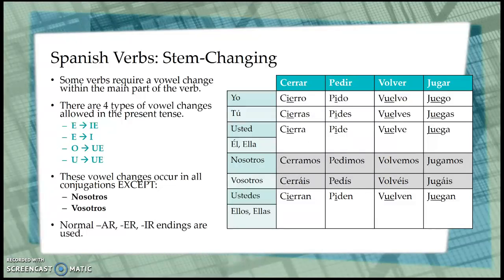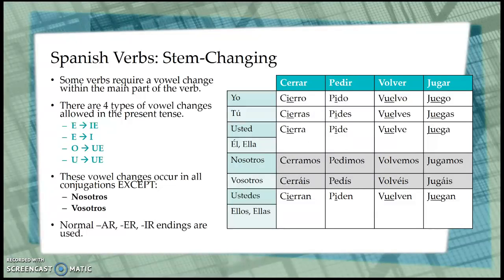Pedir is on our list for E to I. So we'll change the vowel to an I in all conjugations but nosotros, vosotros. Pido, pides, pide, pedimos, pedís, piden. Notice that an IR verb maintains its IR endings. O, es, e, imos, ís, en.